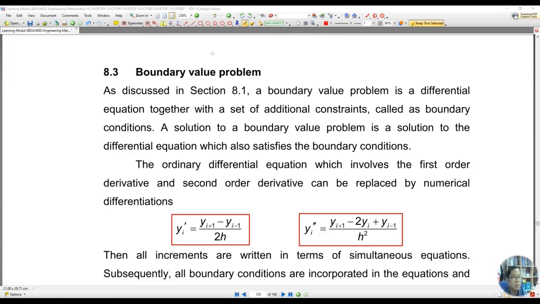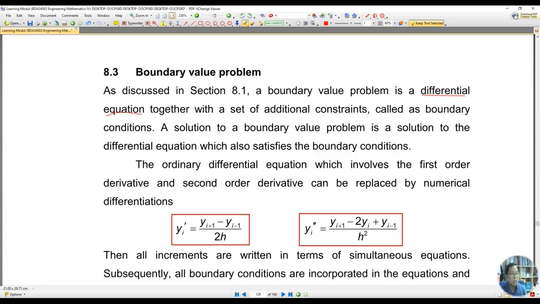As I discussed in section 8.1, a boundary value problem is a differential equation together with a set of additional constraints called boundary conditions. The solution to a boundary value problem is a solution to the differential equation which also satisfies the boundary conditions.